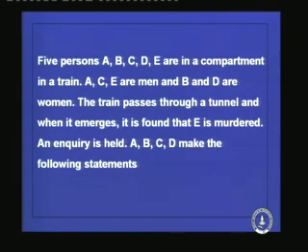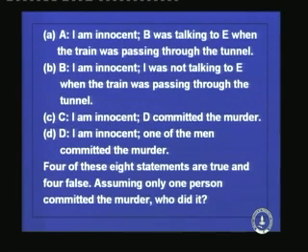Let us consider some more similar problems. Five persons A, B, C, D, E are in a compartment in a train. A, C, E are men and B, D are women. The train passes through a tunnel, and when it emerges, it is found that E is murdered and an inquiry is held. And A, B, C, D make the following statements.